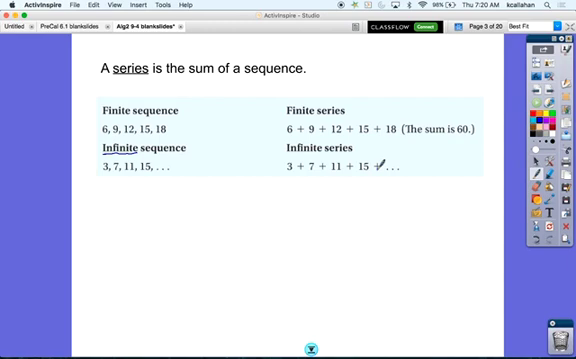Now, you can see this is clearly an arithmetic sequence that we're adding up. And you know that every time you add another number, it changes the sum. If it's a finite series, meaning the sum of a finite sequence, that's something you could evaluate. You can just add them up. So when we say to evaluate a series, it means just find the sum if you can. Of course, if it's an infinite arithmetic series, you won't be able to do that.